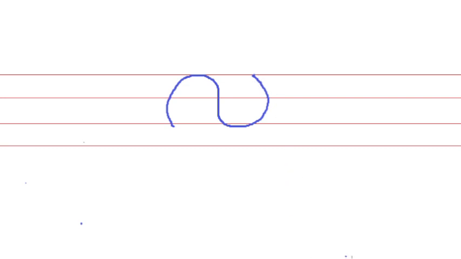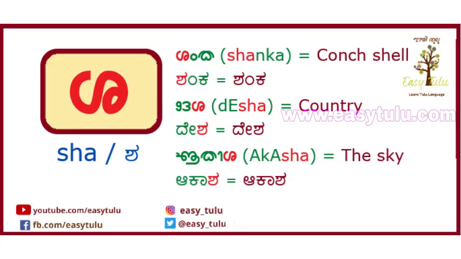Va, va. Next one is sha, sha. Examples: shanka. Shanka means a conch shell. Also shanka in Kannada. Desha. Desha means a country. Also desha in Kannada.